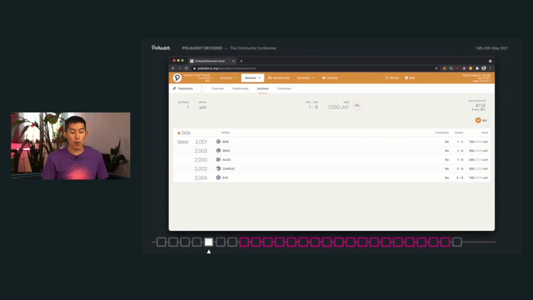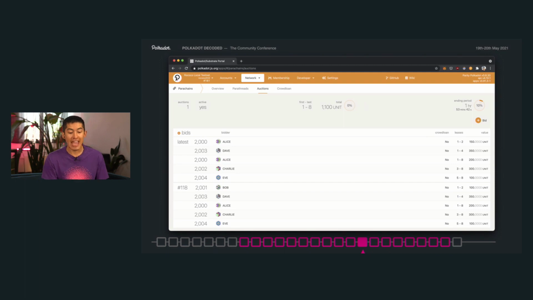So during the opening period, the winner view will be very simple. Basically, whoever has the highest bid for a particular lease period section will be listed. If someone bids higher or a crowdloan gets more funds, you'll see an old name disappear and a new name pop up. This is very, very simple.